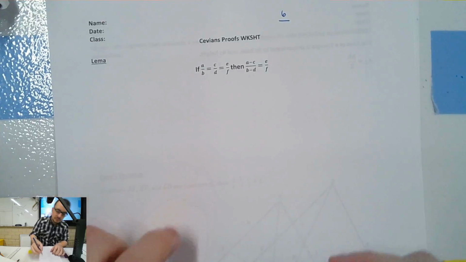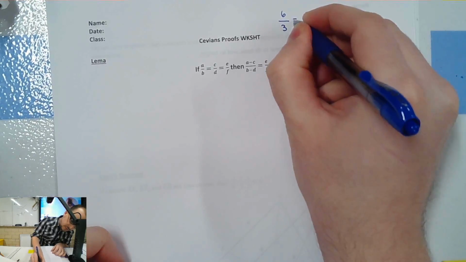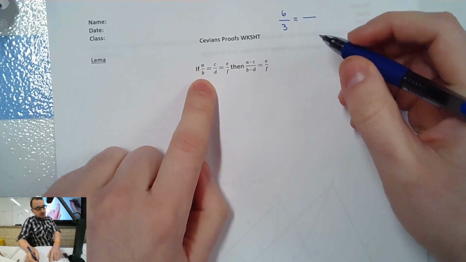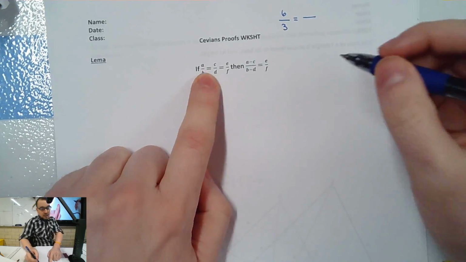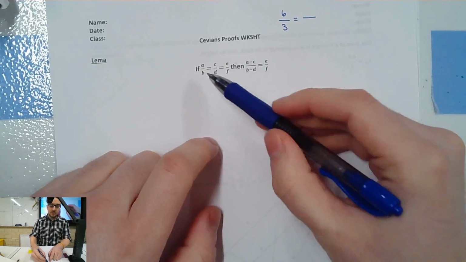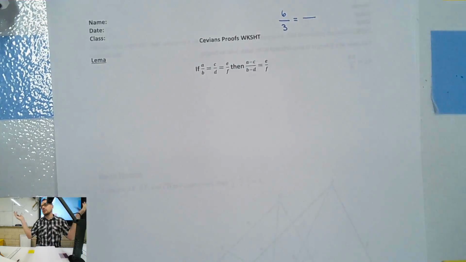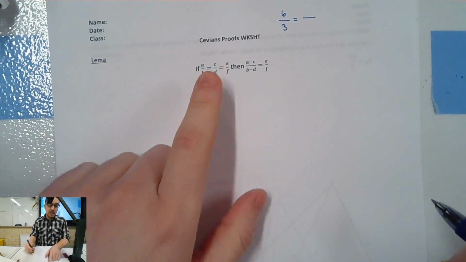3. 3 equals, so we said 6 for A and 3 for B. Now C and D could be the same number, but this would be really boring, right? 6 over 3 equals 6 over 3 equals 6 over 3, sure, whatever. Let's make it more interesting. Give me another number for C.